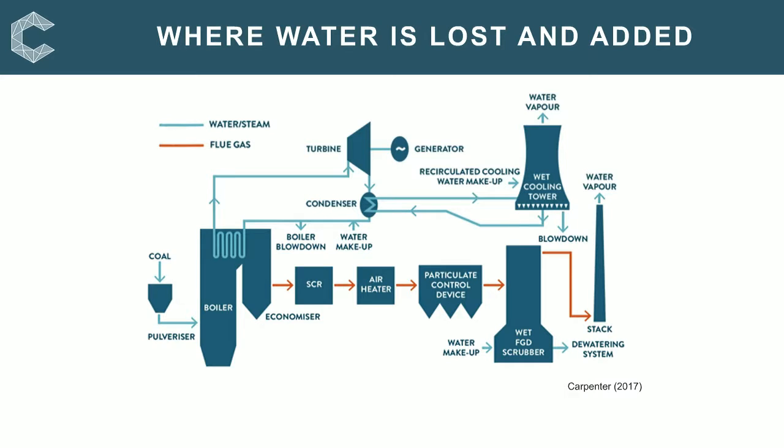Right, another way of reducing dependency on fresh water is to conserve water within the power plant. And I've included this figure to show you the main places where water is lost and added in a power plant. The largest loss is from the cooling tower, where water is lost through evaporation and blowdown.